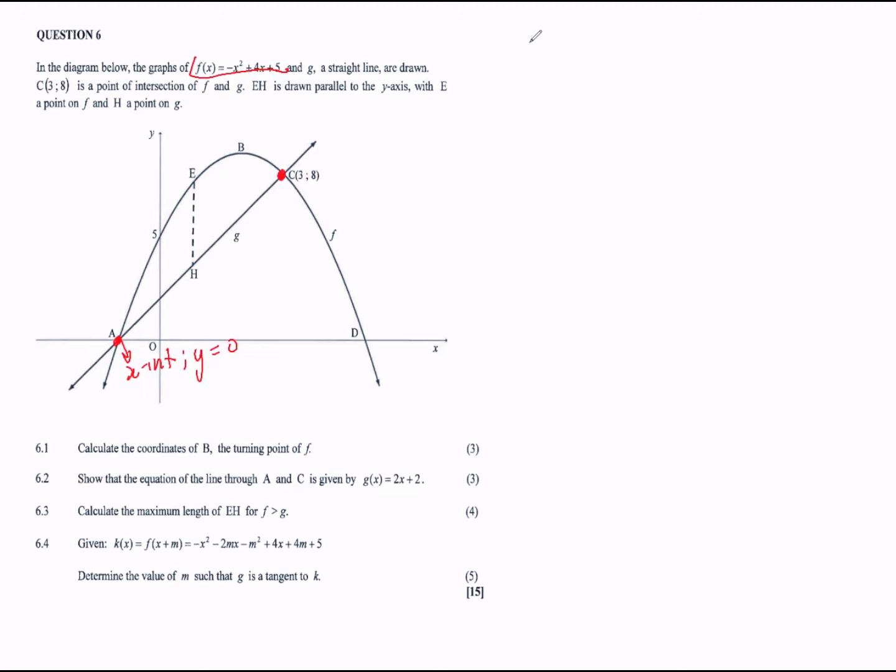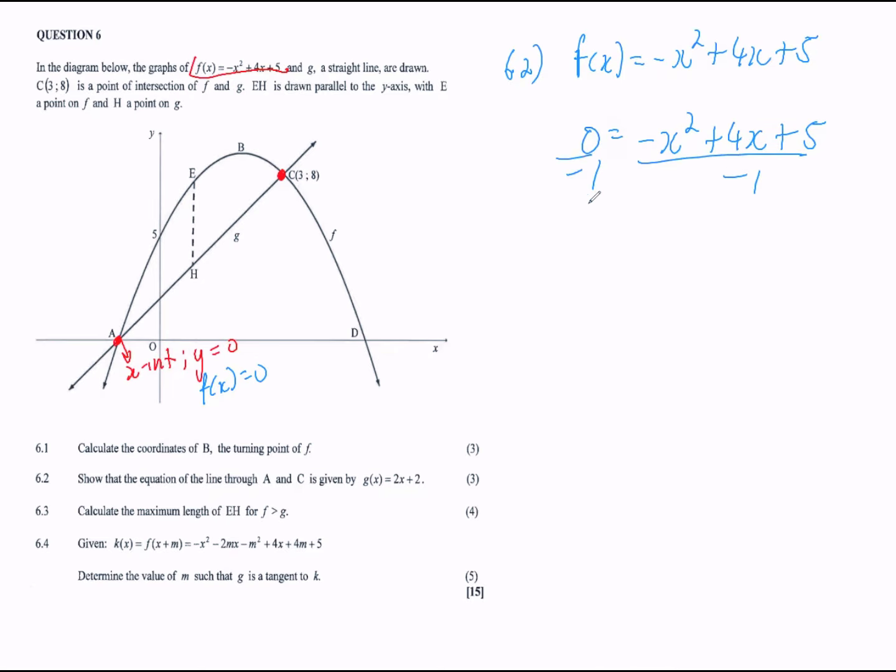So this is how we're going to go about it for our 6.2. We have our f(x) = -x² + 4x + 5. Remember, with the x-intercept, you make your y 0 or your f(x) equal to 0. Then you want to put 0 here: 0 = -x² + 4x + 5. Now, what do we do? Divide throughout by negative 1. So this is going to be x² - 4x - 5 = 0. 0 divided by negative 1 is still 0.